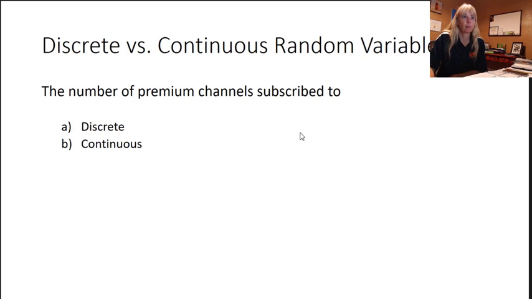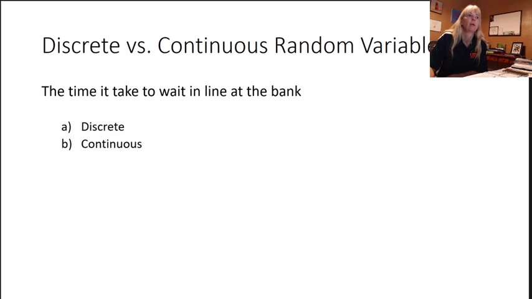All right, so the number of premium channels, what I do to know that it's discrete, it's countable, and typically it'll say number. Okay, so the number of actual channels would be discrete, countable. The time it takes to wait in line at the bank, anything you can measure, continuous. Okay, so those are kind of the key words. Anything you can measure, your weight, your height, time is on my side. Anything like that is going to be continuous.